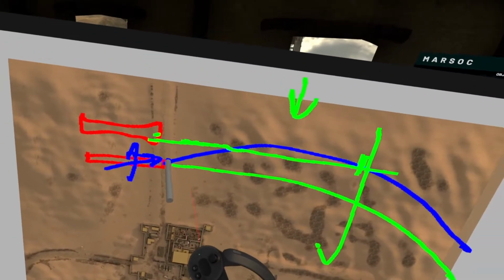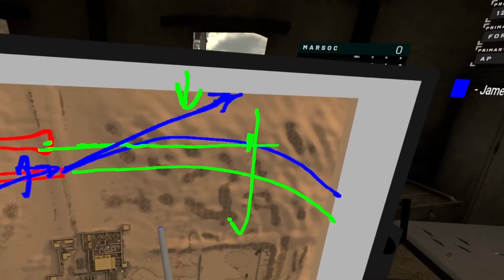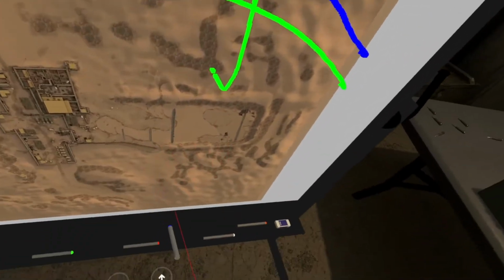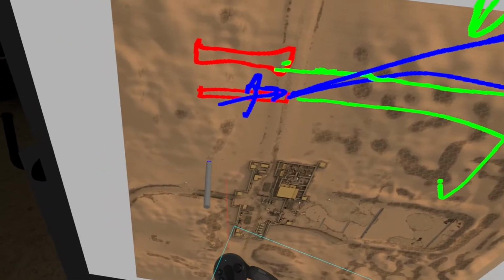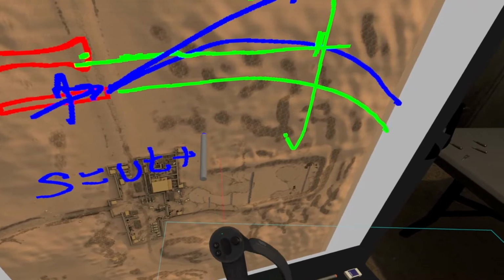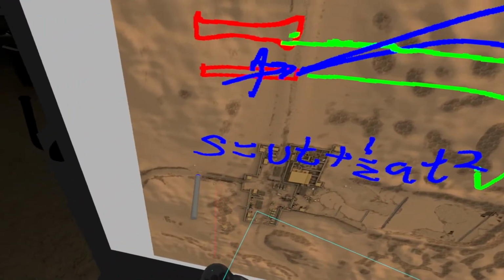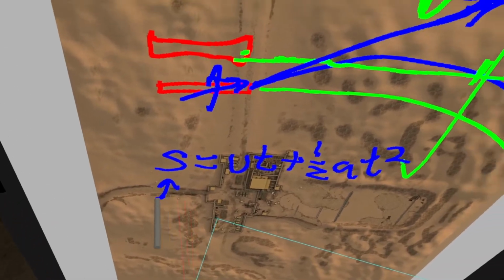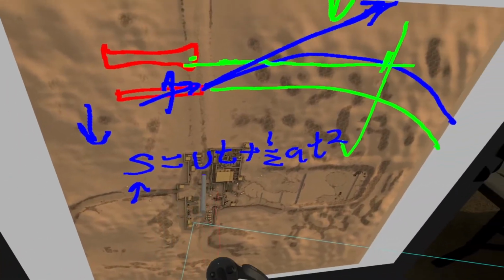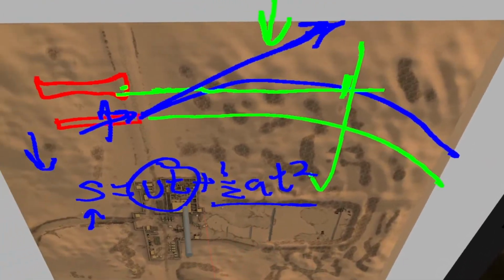This is your starting trajectory. If it was a straight line of your bullet, this is what it would do and how it deviates away with gravity working on it. In terms of calculations, you've got S equals UT plus half AT squared, where S is your distance, so that's your drop, UT is your vertical starting velocity, and half AT squared.